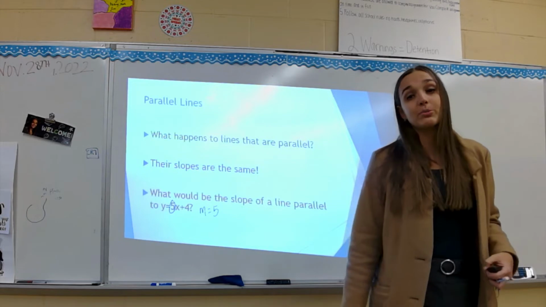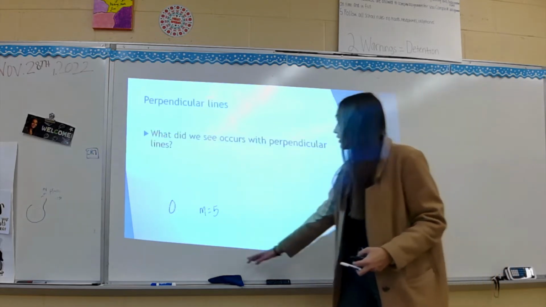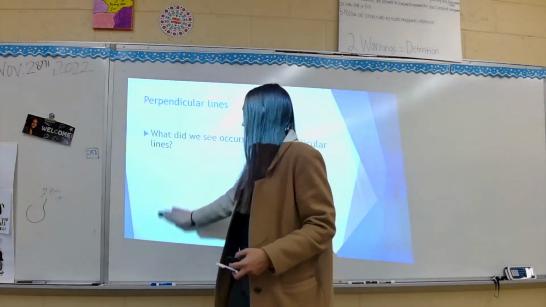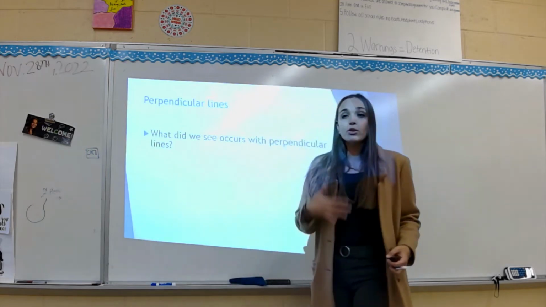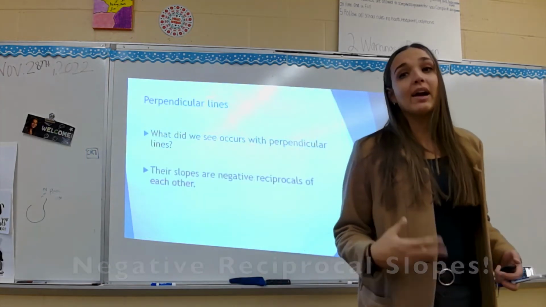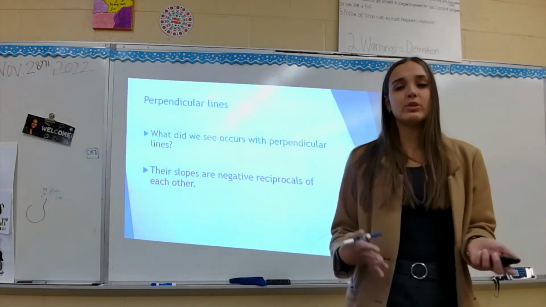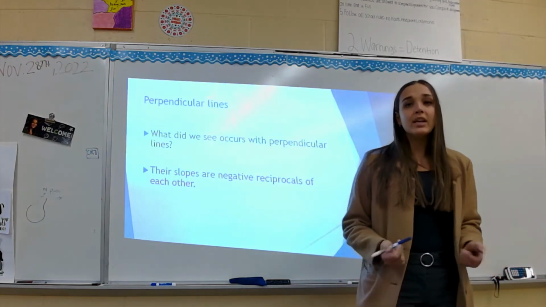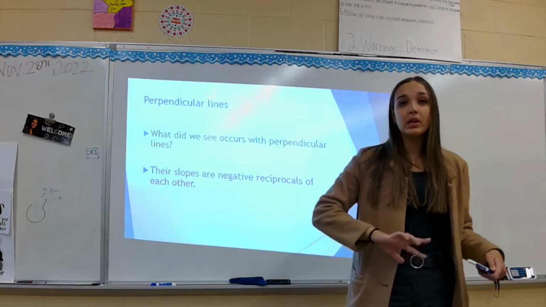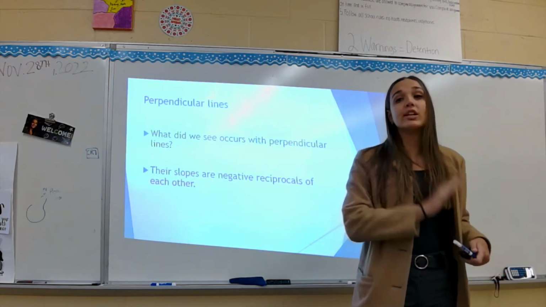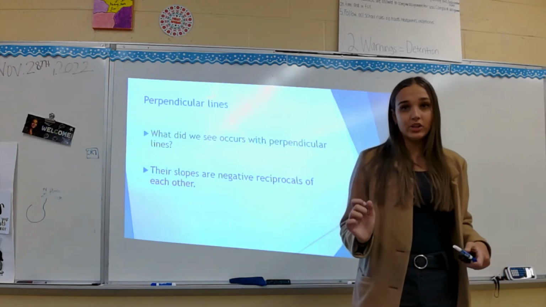Let's see what perpendicular means. For perpendicular, what has to occur? For lines to be perpendicular to each other, they have to have negative reciprocal slopes. Sometimes that word is a little bit confusing. What does negative reciprocal mean? Negative reciprocal means we flip the fraction we're given and change the sign of that fraction.